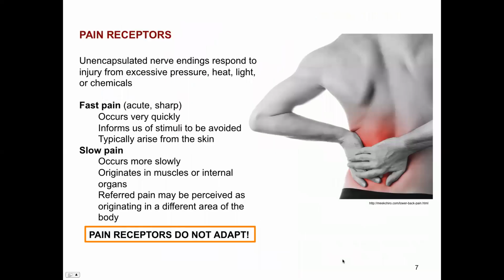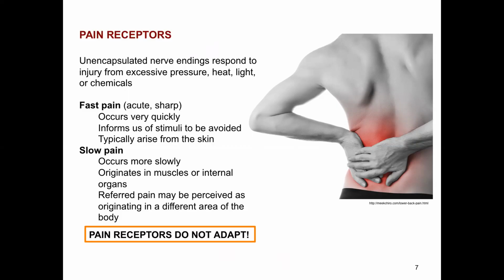Then we have those deep pain receptors. Like I said, pain is not something that you forget about, all right? These are unencapsulated nerve endings, and fast pain, you know the difference. Fast pain versus a slow pain. Fast is acute, sharp, happens really quickly, and you try to avoid it right away. Slow pain comes on and it just stays there. And this is the referred pain that it stimulates here.